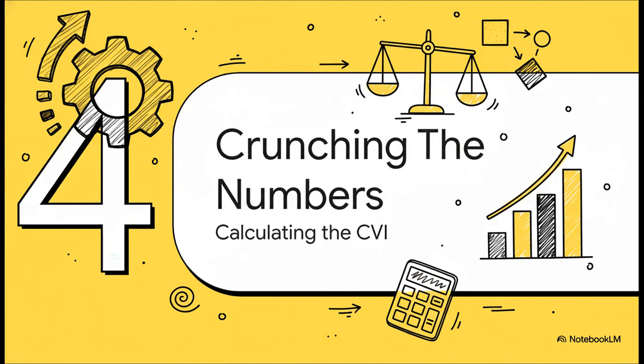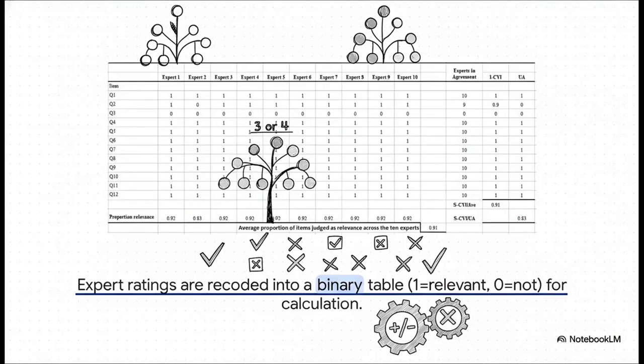Okay, the experts have done their job, we've got their ratings, now for the fun part. The magic, really, turning all that subjective feedback into a single objective score you can defend. It's time to calculate the CVI. Now, this table might look a little intimidating at first glance, but I promise it's pretty simple. The first thing we do is convert the experts' 4-point ratings into a simple binary score. Any item they rated a 3 or a 4, meaning quite or highly relevant, gets a 1. Anything rated a 1 or 2 gets a 0. We're just boiling it down to a simple yes-no question. Did the expert think this item was relevant?